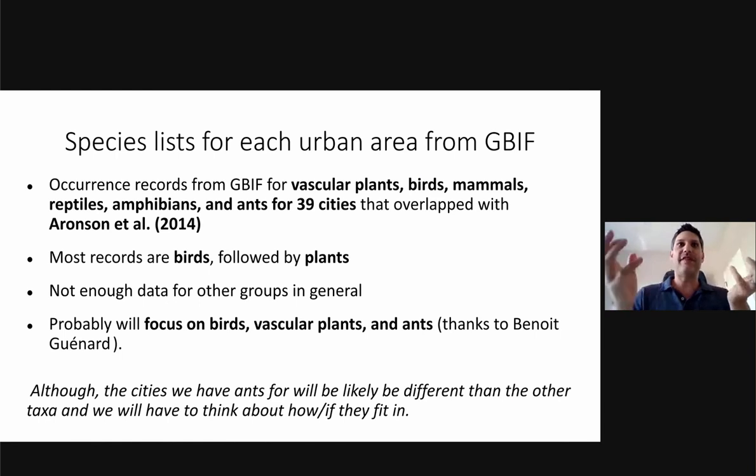So the next thing we need is species lists for these cities. What we did first was look at occurrence records from GBIF for vascular plants, birds, mammals, reptiles, amphibians, and ants for 39 cities. And these 39 cities overlap with Mila Aronson's paper in Proc B that looked at urban biodiversity and invasive species.